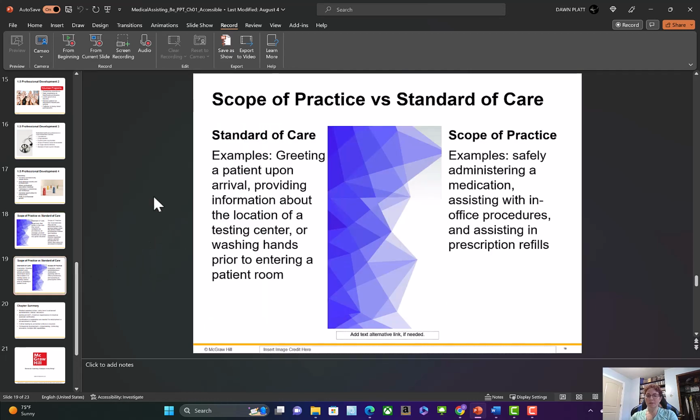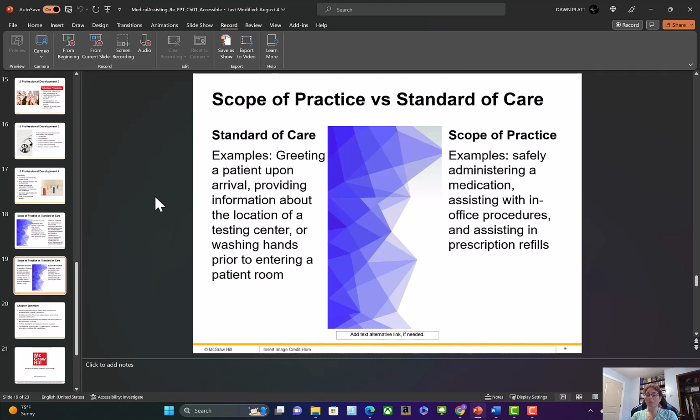So here's some examples of standard of care versus scope of practice, and you can kind of see the difference between the two. So standard of care: greeting a patient upon arrival, providing information about a location of a testing center, or washing hands prior to entering a room. Any prudent healthcare professional is going to do those things regardless of their qualifications, regardless of their academics, regardless of their training.